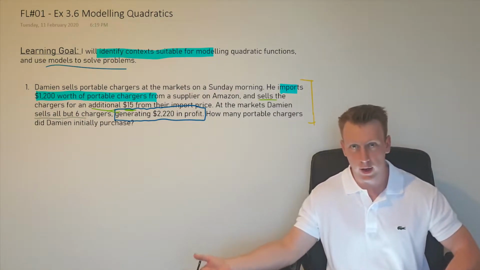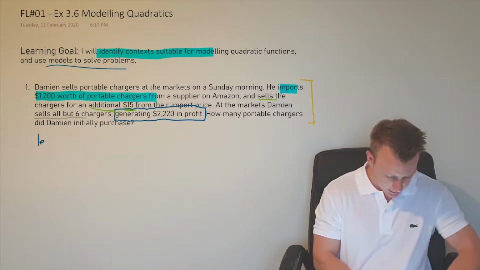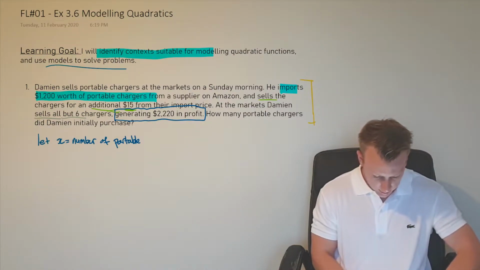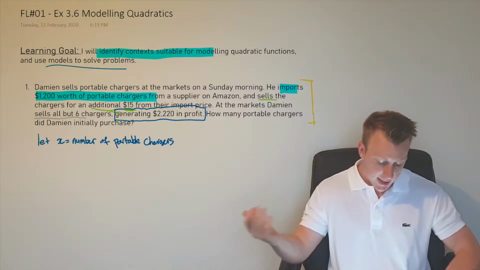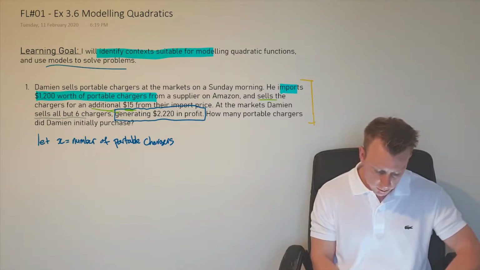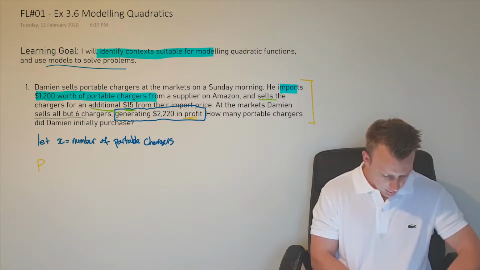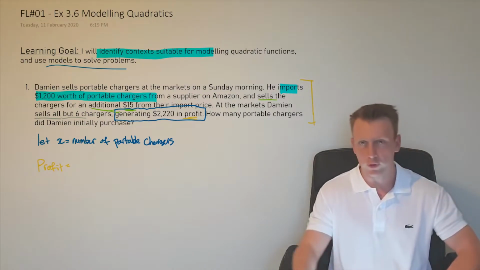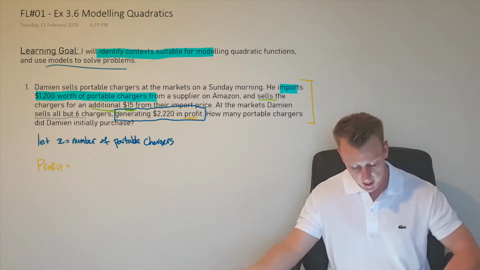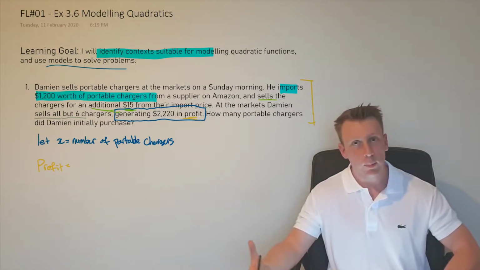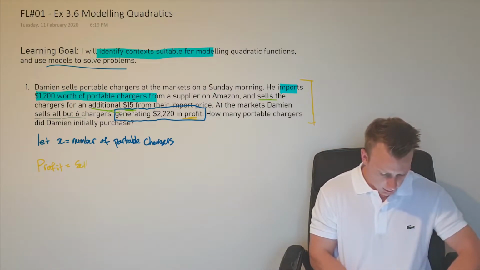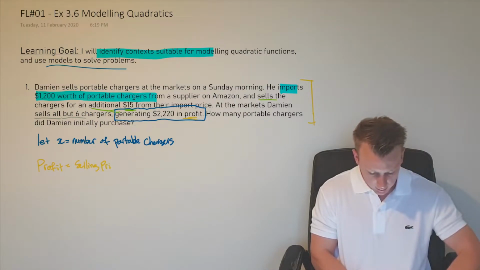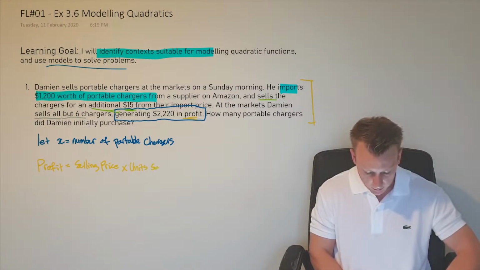Because that's what I'm being asked to find, I'll just let that be x. So x is the number of portable chargers. Once I've found x, I've found my answer. Now, in this context, I've got this word profit. I know that in order to make profit, in order to make money, I need to sell something. The way to calculate it is the number of things you sell multiplied by the price that you sell them at. So profit is selling price multiplied by, I guess you could say, units sold.